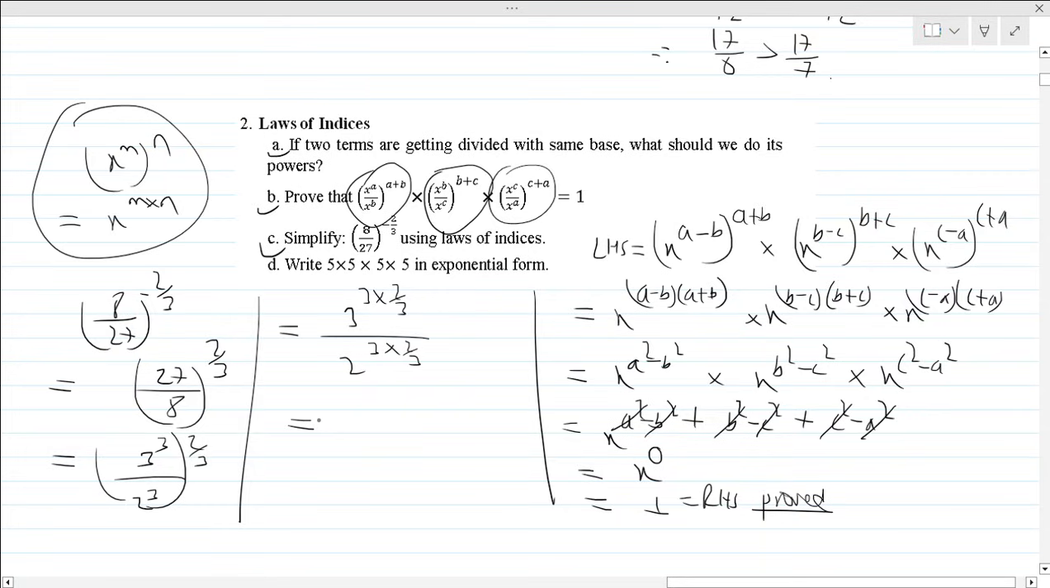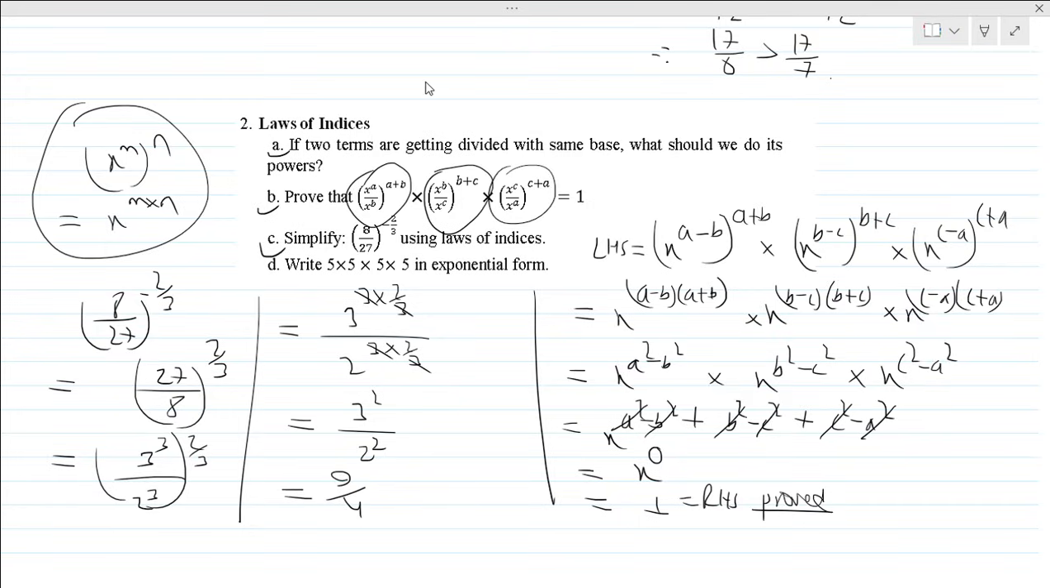Once we do that, these powers 3 and 3 cancel, and this 3 and 3 also cancel. So 3 square remains in the numerator, and in the denominator there remains 2 square. So it's 9 divided by 4. 3 square is 9, 2 square is 4. So number C is complete, and I go with number D.